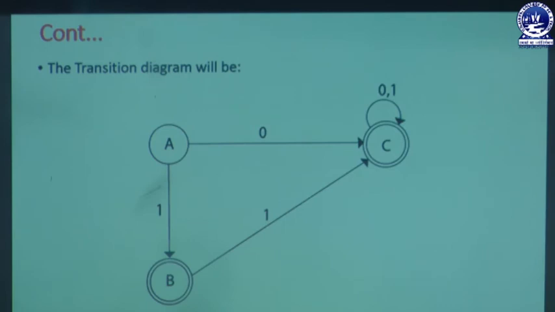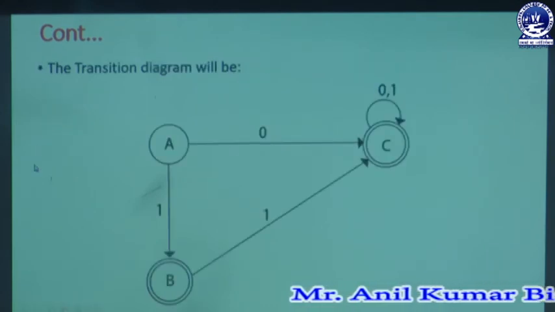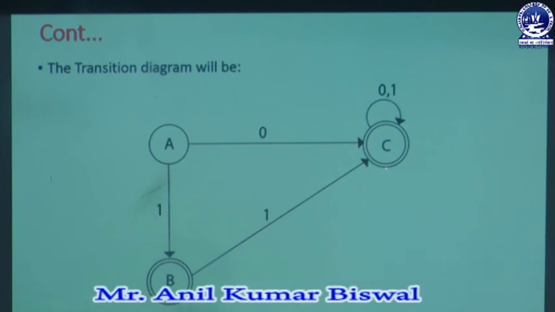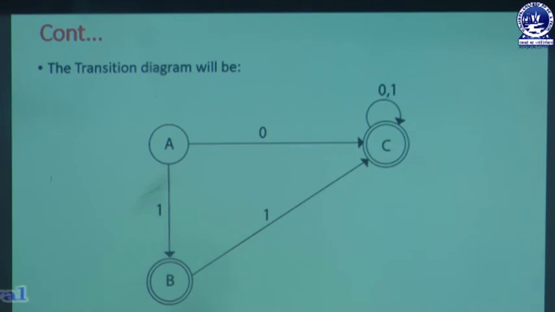Because you know that in this slide we already mentioned Q0. Here Q0 is denoted in the form of A, and A is known as the initial state. Whenever it takes 0, it forms Q0 Q1. But in the previous section I already discussed, Q0 Q1 is denoted as C, because C is the symbolic representation of Q0 Q1. So instead of Q0 Q1 we can write C, and it can take two input symbols, 0 or 1.